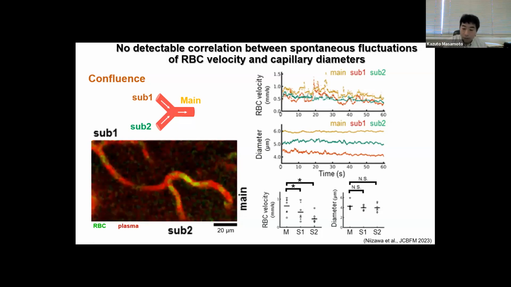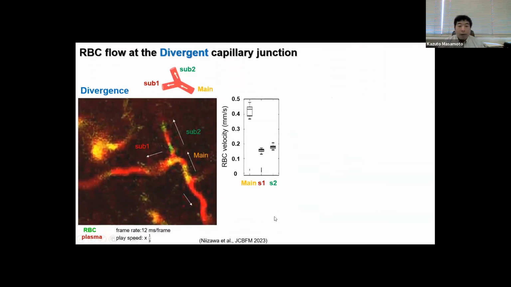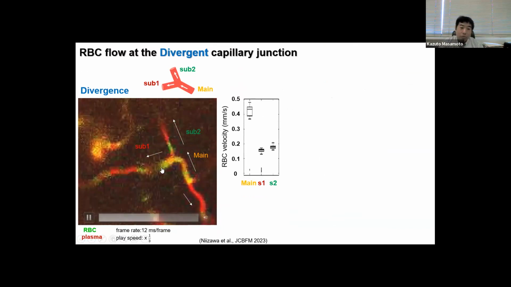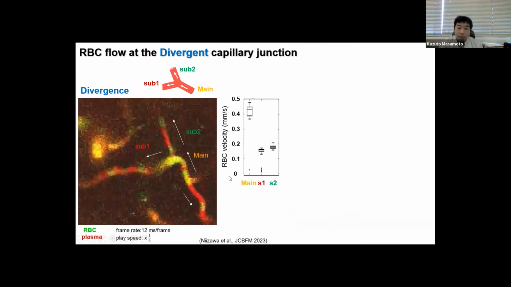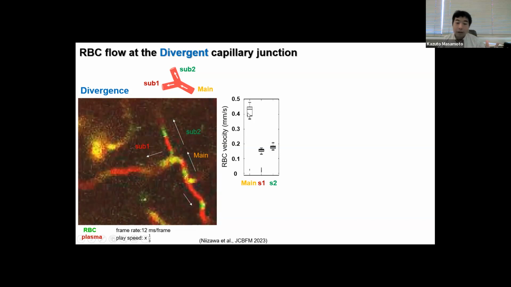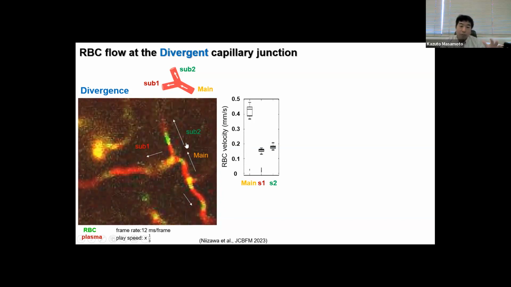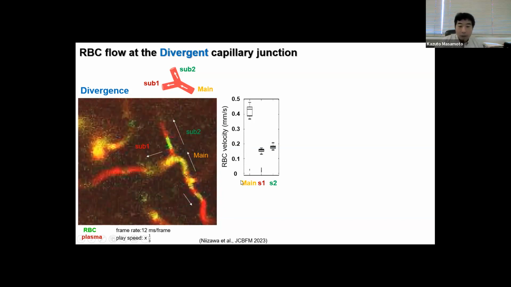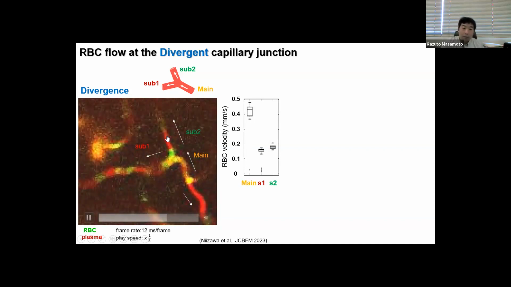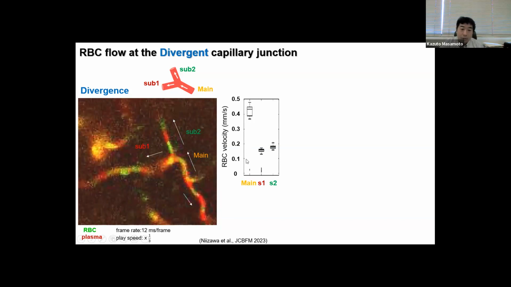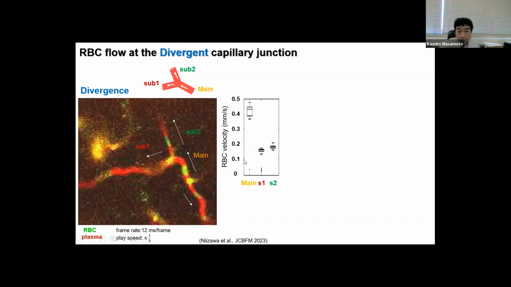It's an independent parameter. And here is another example that is bifurcated, divergent. This is a mother capillary and two daughter capillaries, but the diameters are very different. If you look at the speed of the individual red blood cells, the main capillary is 0.4 millimeter per second, and the two daughters are about 0.15 and 0.2. So they're most similar, but the diameter is very different. Again, the flow speed in the capillary is not always related to the diameter.